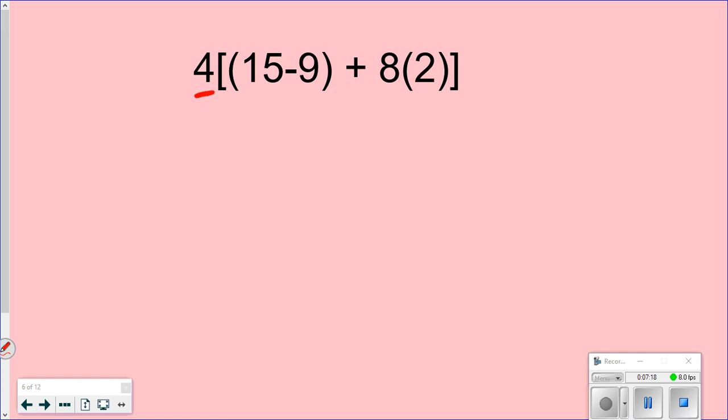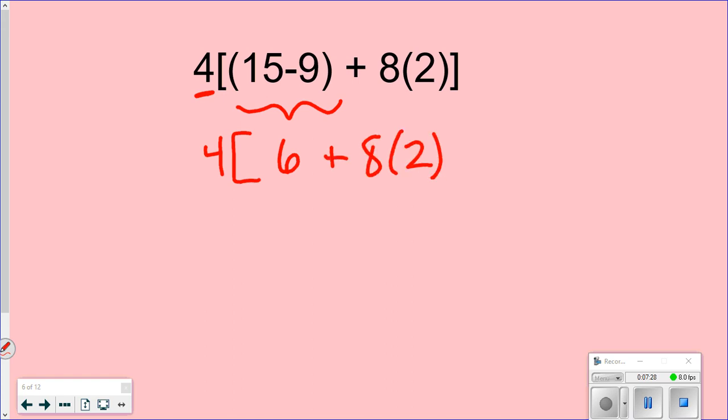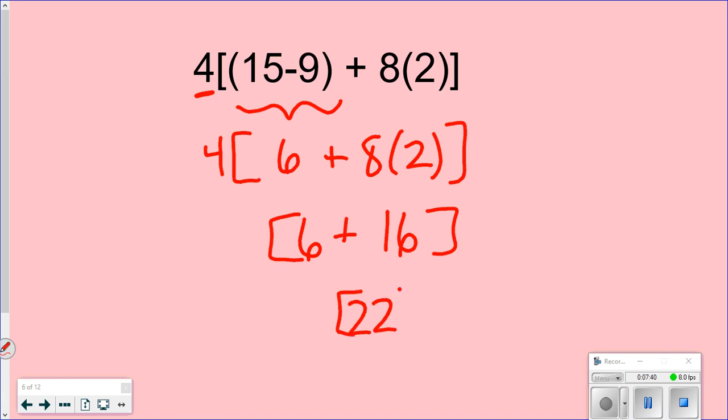I have parentheses, I have multiplication. So 15 minus 9 would be 6. And then I'm going to put my bracket out here, and I'm going to bring everything down that I didn't use. Okay. So now I have my multiplication there. 16 plus 6, all in brackets. 16 plus 6 would be 22. This is what it looks like. That 4 just keeps coming down. The 4 is the last thing that is done.